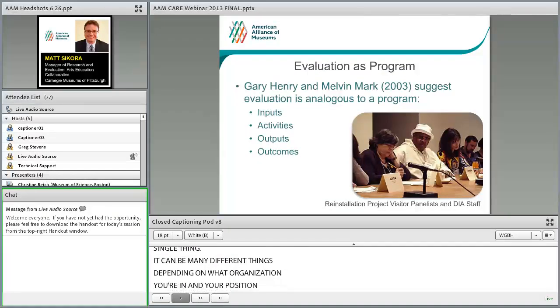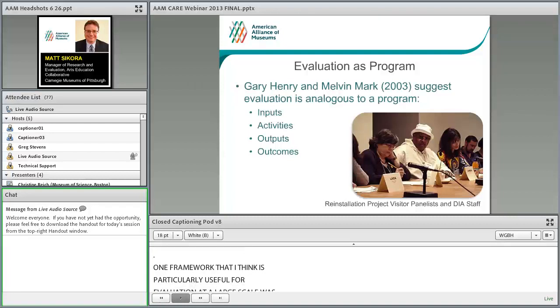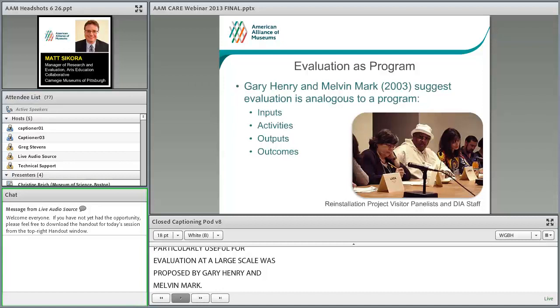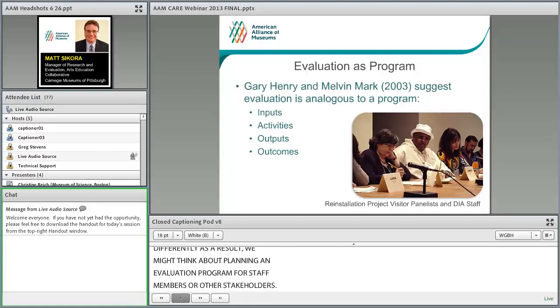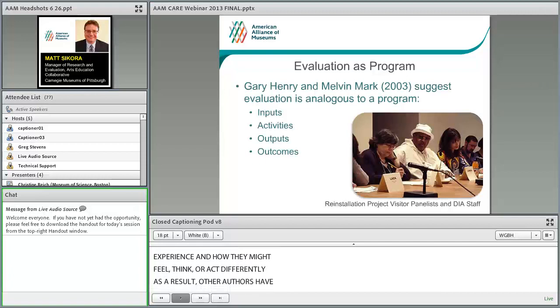One framework that I think is particularly useful for thinking about evaluation at a large scale was proposed by Gary Henry and Melvin Mark. They suggest that evaluation is analogous to other types of programs that are meant to have an impact on an audience. So just as we might think about planning a program for our visitors, things like what they're going to experience, how they might feel, think, or act differently as a result, we might think about planning an evaluation program for staff members or other stakeholders, what staff is going to experience and how they might feel, think, or act differently as a result. Other authors have written about how learning should be the goal of most, if not all, evaluations.